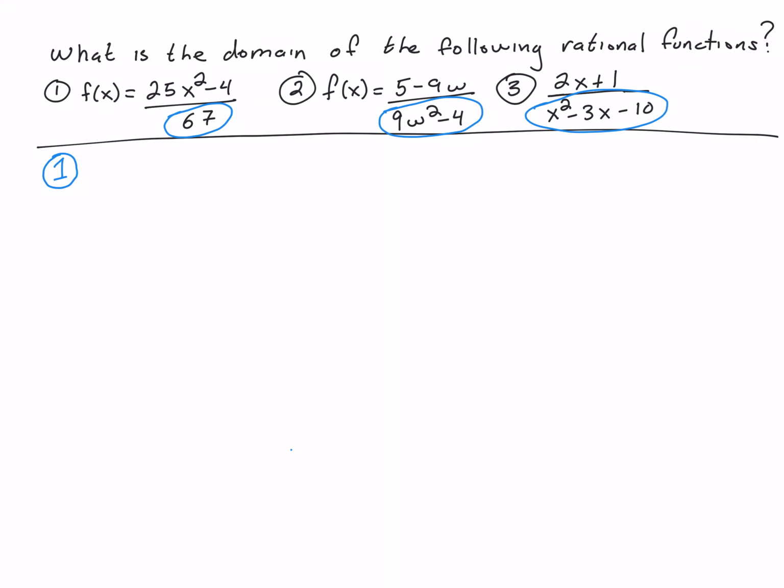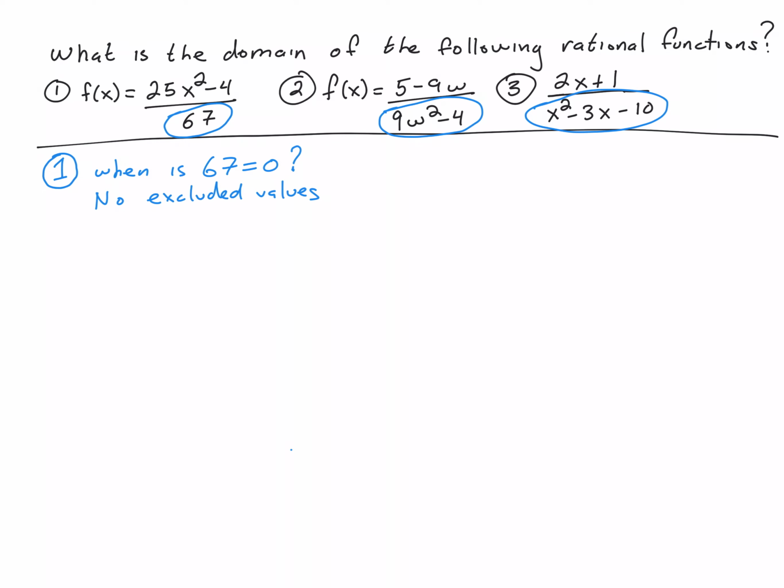So if you're thinking of, for example, this first problem, what number can you not plug in here? Meaning, what number makes the denominator equal to 0? So the question here is, when is 67 equal to 0? Well, notice that 67 is not equal to 0. It never is. So this means that there are no excluded values for this one, because there isn't even a variable in the denominator.